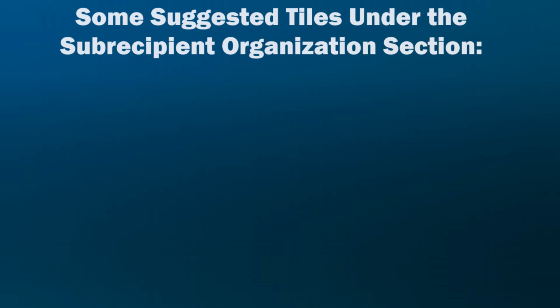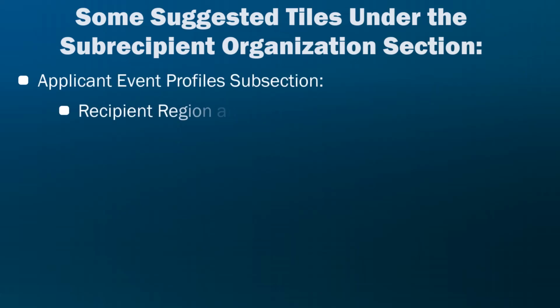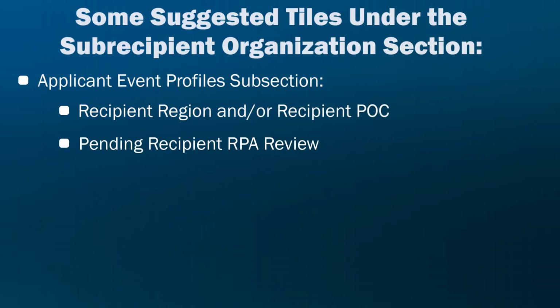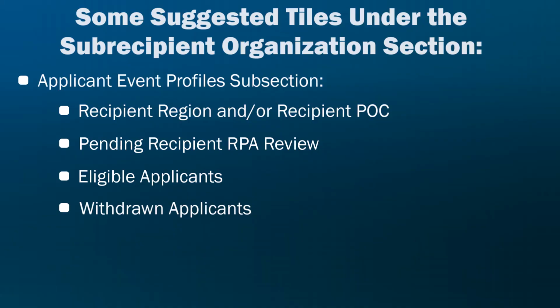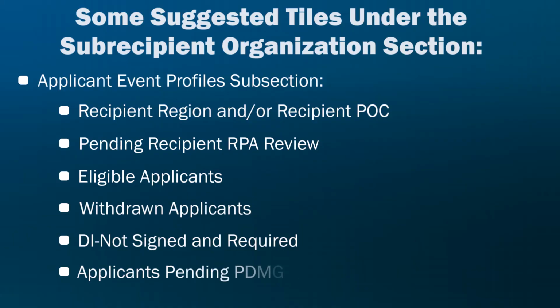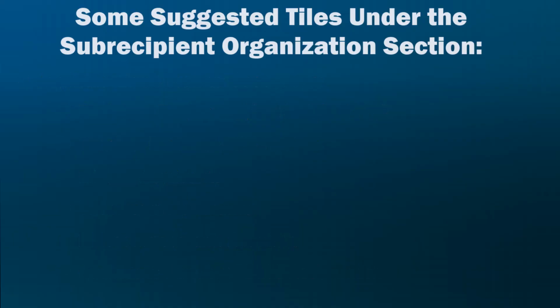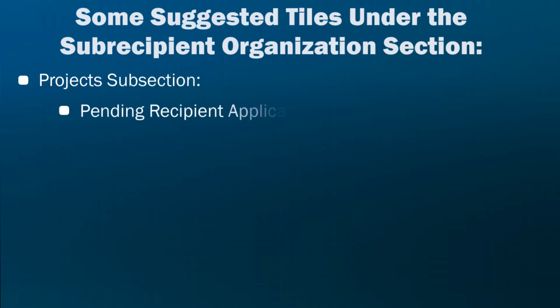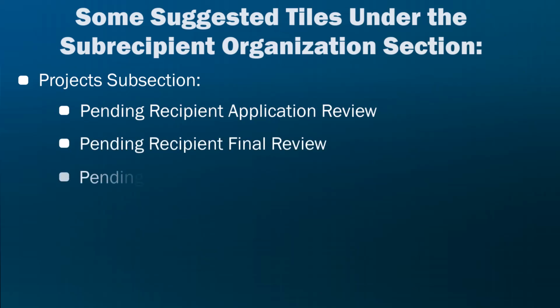Some suggested tiles under the subrecipient organizations section include, in the applicant event profile subsection, recipient region and/or recipient POC, pending recipient RPA review, eligible applicants, withdrawn applicants, DI not signed and required, applicants pending PDMG assignment. In the project subsection, pending recipient application review, pending recipient final review, pending closeout award.